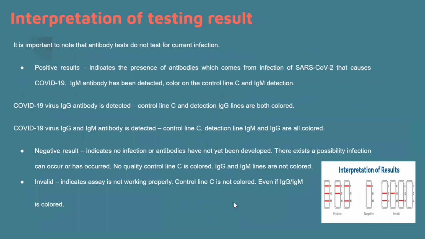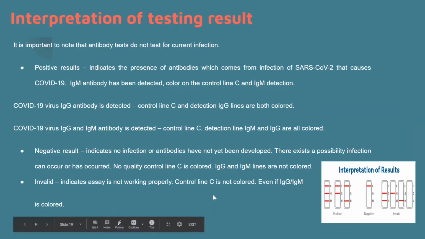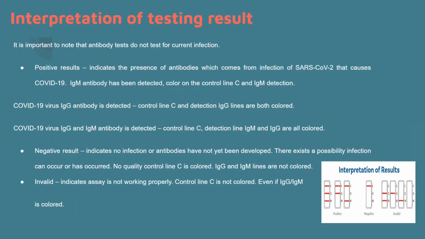How do we interpret these testing results? It is important to know the antibody tests do not test for current infection. A positive result indicates the presence of antibodies which come from the infection of SARS-CoV-2 that causes COVID-19. If IgM antibodies have been detected, the control line C and IgM detection line are colored. The control line C and the IgG detection line are both colored if the IgG antibody is detected. If the IgG and the IgM antibody are detected, control line C, detection lines IgM and IgG are all colored.